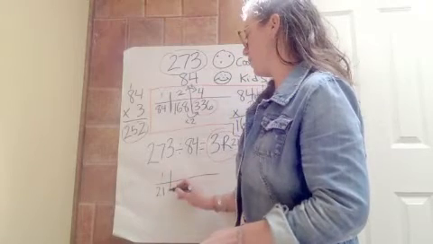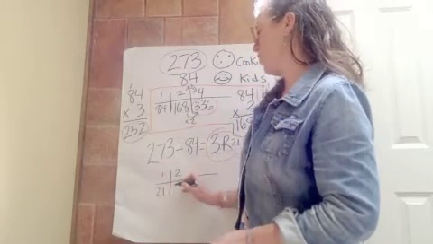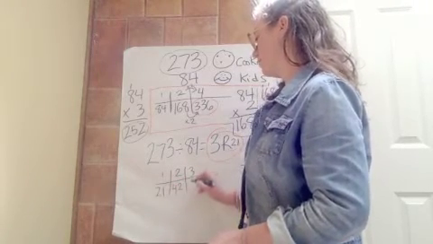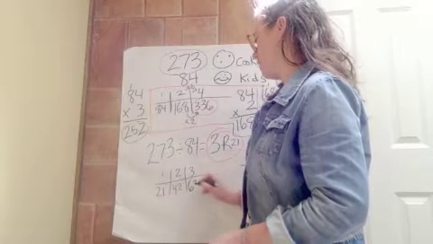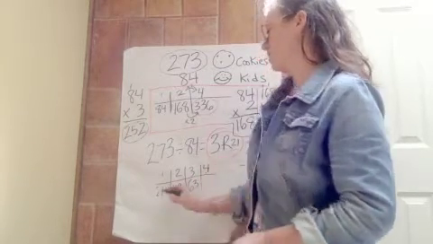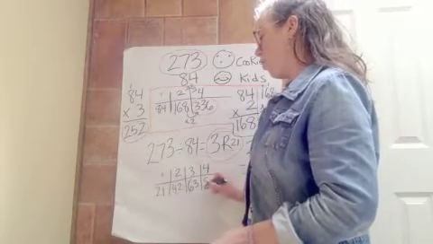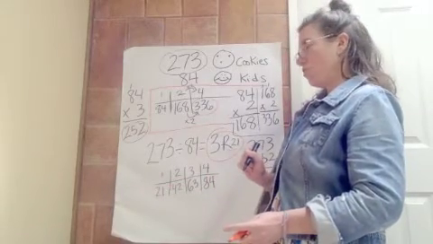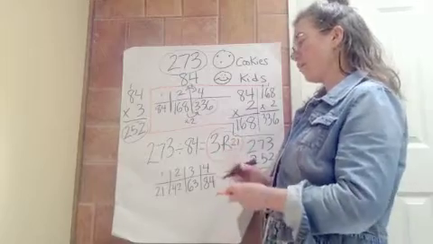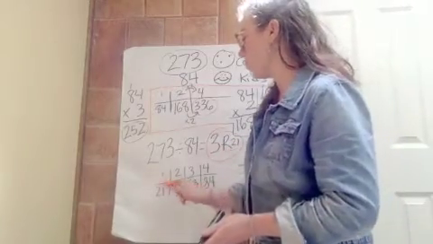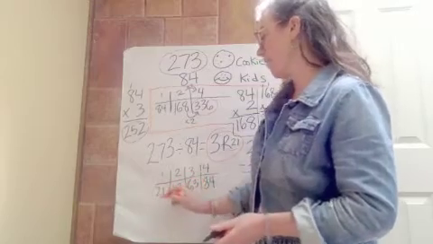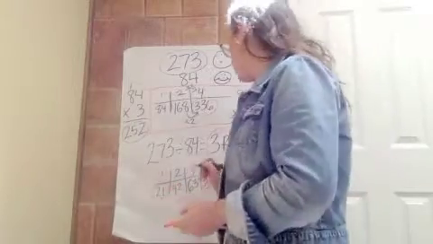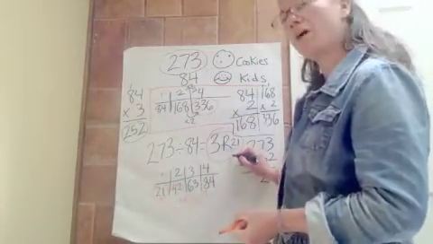1 times 21 is 21. 2 times 21 is 42. 3 times 21 is 63. 4 times 21. Oh yeah. 4 times 21 is 84. So that's interesting. So 21, another way to say that, 21 is 1/4, right? Because we had to multiply 21 by 4 to get to 84. So another way to say that is 21 is the same as 1/4.